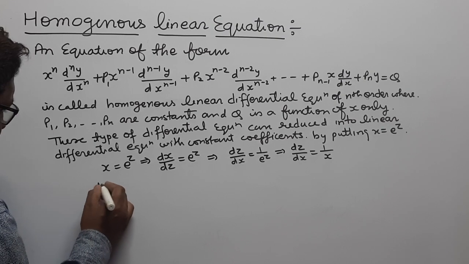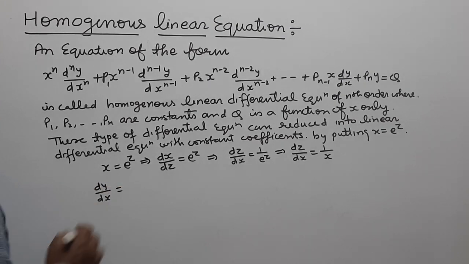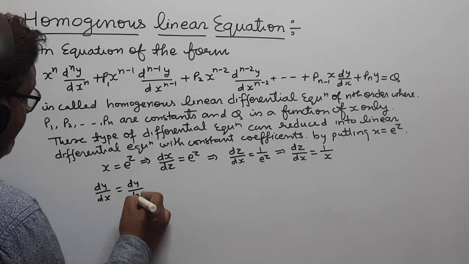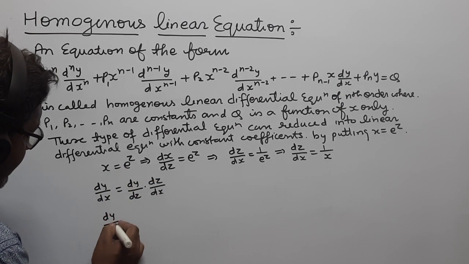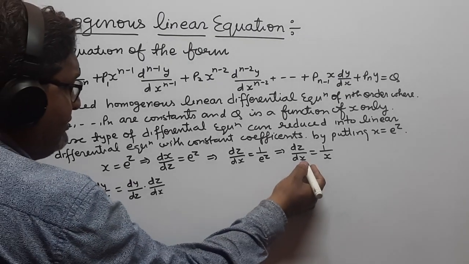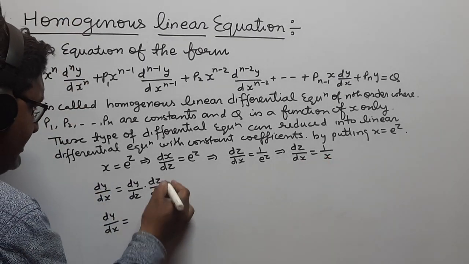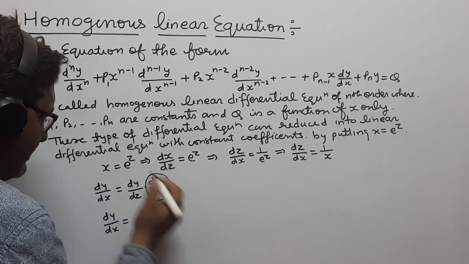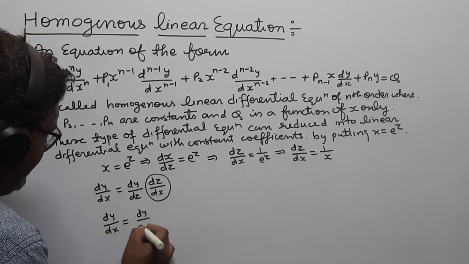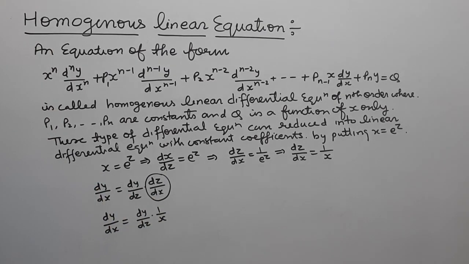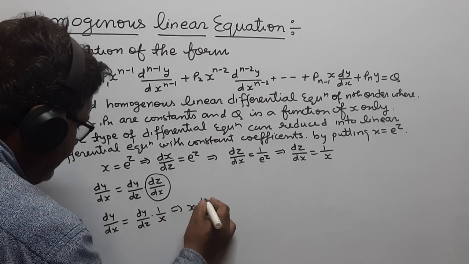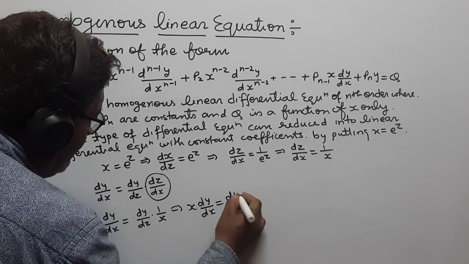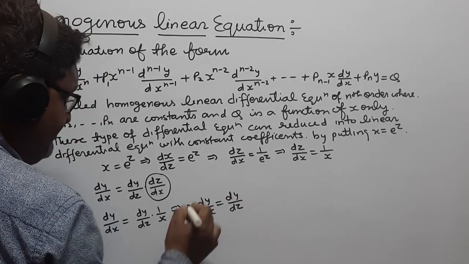Now we are taking dy by dx. So dy by dx can be also written as dy by dz multiplied by dz by dx, and you know that dz by dx is 1 upon x here. So in place of dz by dx, we put 1 upon x. So this will be dy by dz times 1 upon x. Now we multiply this x in the left hand side. So we get x times dy by dx is equal to dy upon dz.